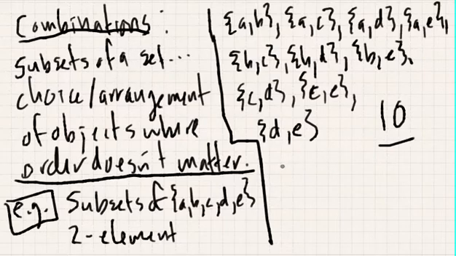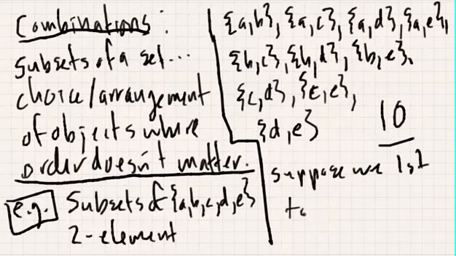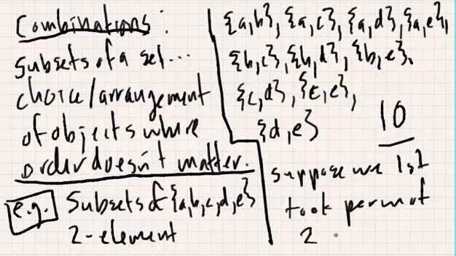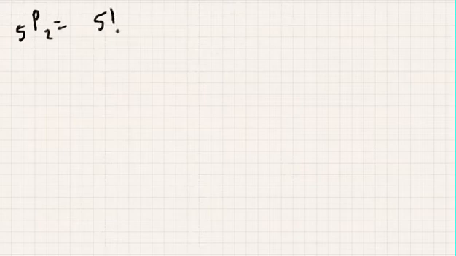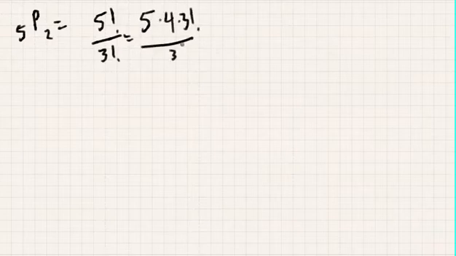Well, let's imagine that we instead did a permutation first. Let's suppose we first took a permutation of two letters from this set. Well, the total number of ways of doing this would be 5P2, which is 5 factorial divided by 3 factorial, which is 5 times 4 times 3 factorial, divided by 3 factorial, which gives us 20.